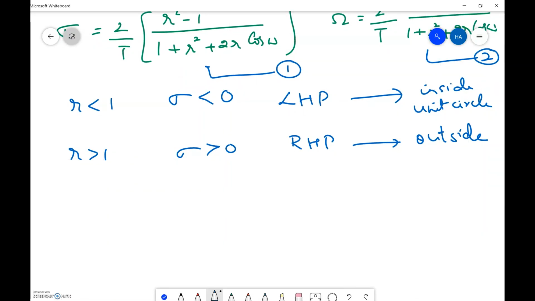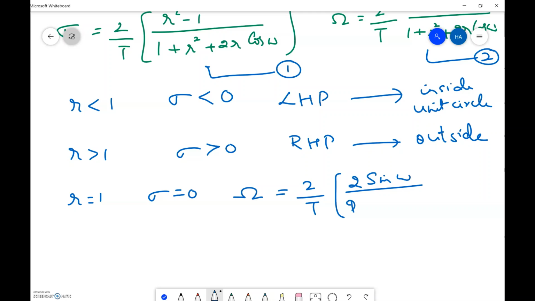Then the third case, where if you put r equal to 1, then obviously sigma becomes 0, but we can write the relationship for frequency Ω as 2/T into (2 sin ω/2 cos ω/2) divided by (1 + cos ω). If you simplify this on the right hand side by writing sin ω as 2 sin ω/2 cos ω/2 and 1 + cos ω as 2 cos² ω/2, we can get the right hand side as 2/T tan ω/2.